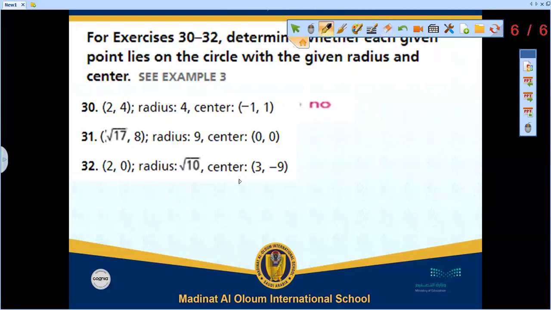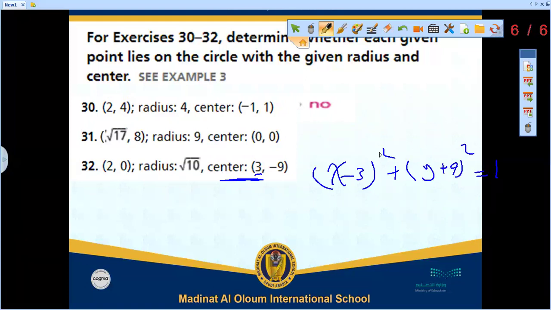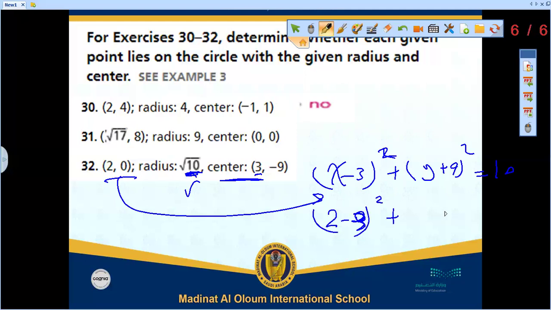Last one is what? I'll make the equation. X minus 3, this is positive, became negative. This is negative, became positive. Equal r squared, which is 10. This is r only, I need r squared here. Then replace with point 2, 0. Instead of x, I put 2, means 2 minus 3 squared. Instead of y, put 0.